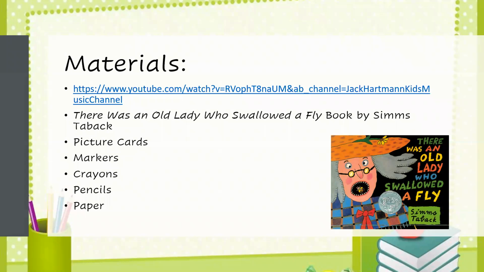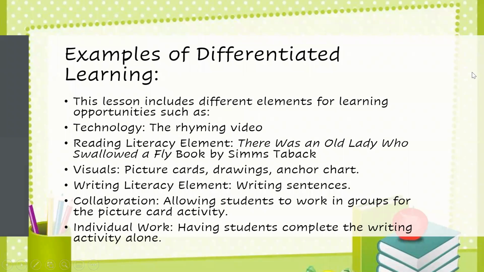Here are my materials. I included the link that we use for this lesson. It's a Jack Hartman video over rhyming words. And then here's the book I will use, There Was an Old Lady Who Swallowed a Fly. Picture cards will be included, markers, crayons, pencils, paper. And then I included examples of differentiated learning.